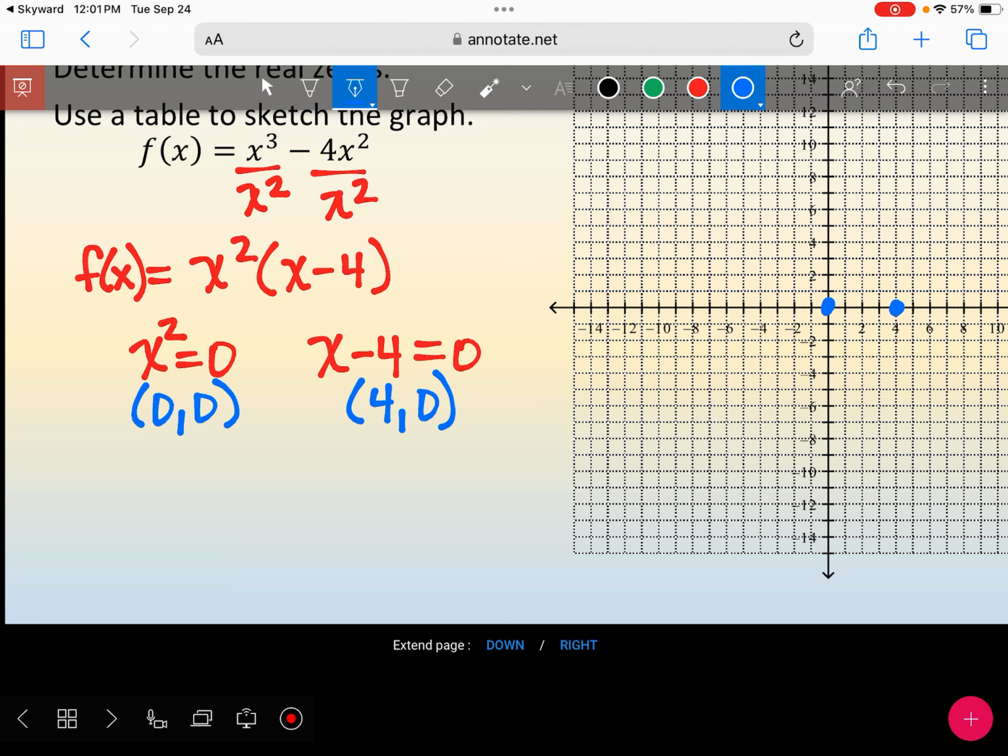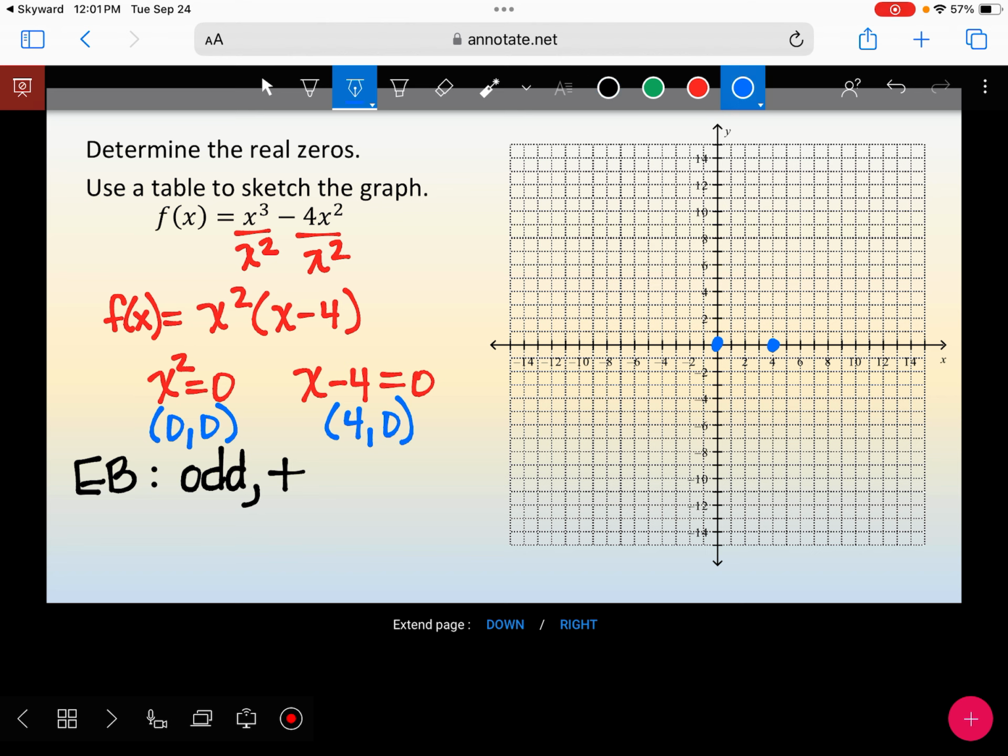So now let's talk about end behavior. This is an odd positive. Odd because it's a third degree. Positive because that is a positive 1 that leads it out. So this is odd positive. Positive meaning that the right arrow, so that means off the 4, the arrow is going to go up. And what is it going to do at the 0? Is it going to go up or down? It's going to go down.